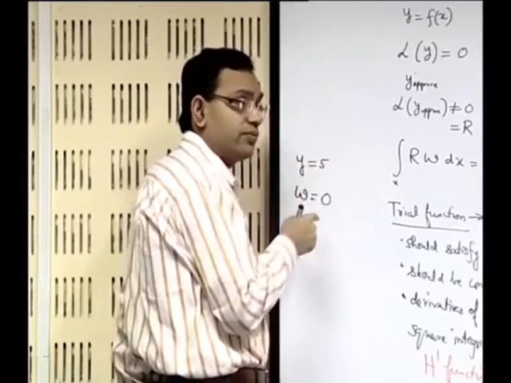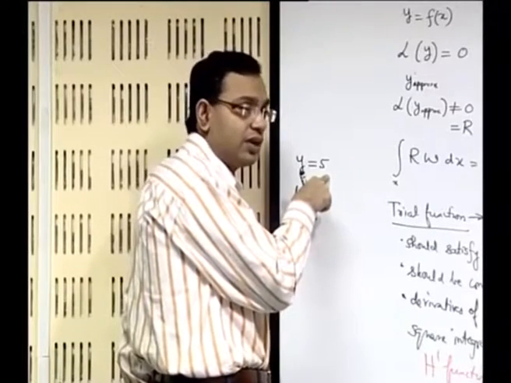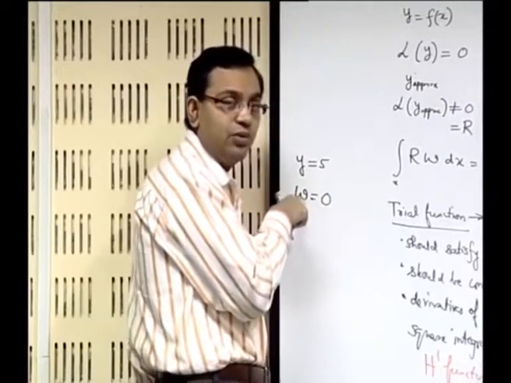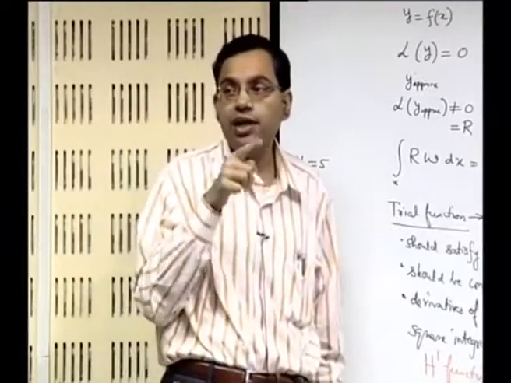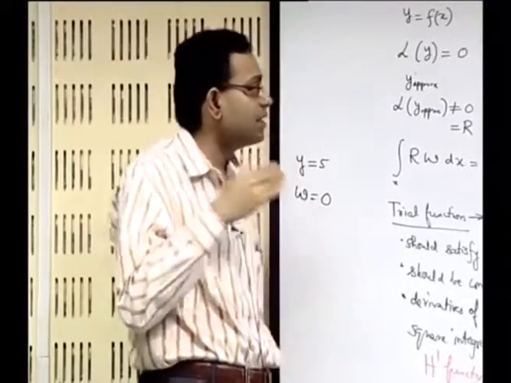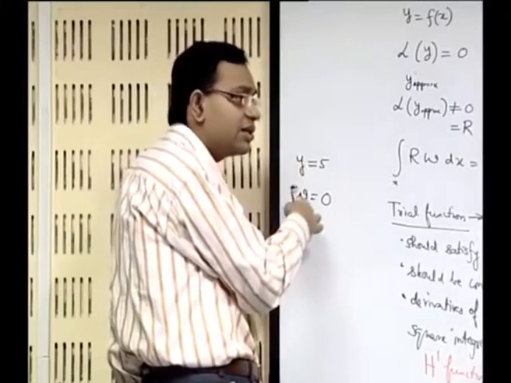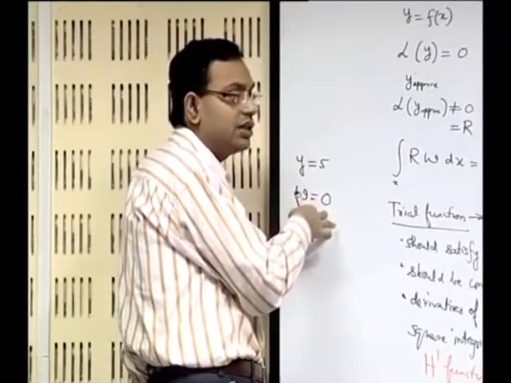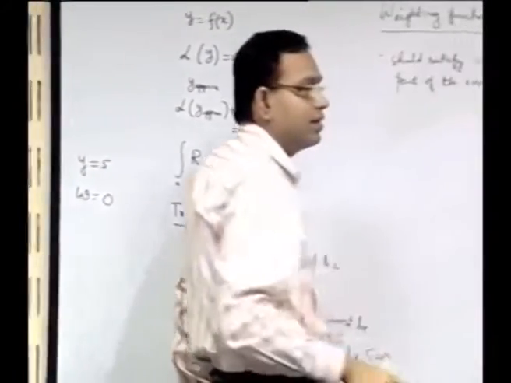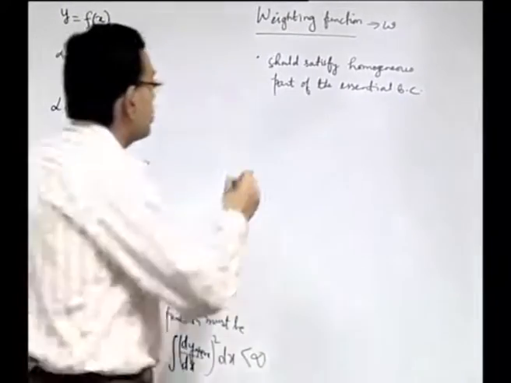So, why is it so? See, if y is specified, then variation in y is 0 and the weighting function has a similar meaning as that of variation in y, and therefore, the weighting function is 0 at the points where the function itself is defined. So, that is why wherever you have the essential boundary condition, that means the function is defined, the corresponding variation which is reflected through the weighting function is 0. That requirement should be satisfied by the weighting function. The weighting function also should be continuous.